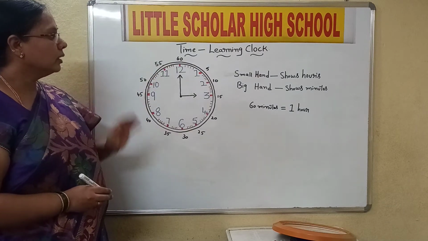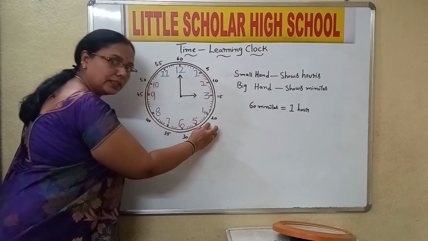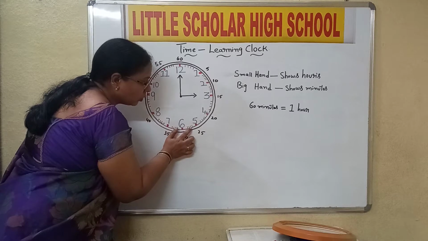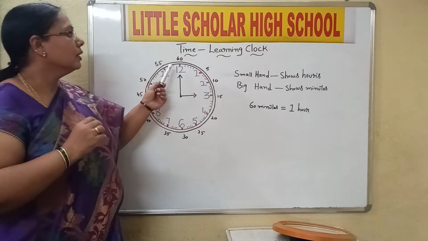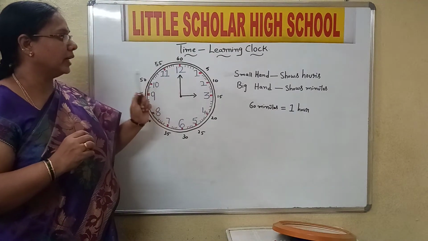Okay, children. Now the small lines which I have drawn here, if you can see, isn't it? Is it clear? Yes, I hope it is clear. So the red lines which I have drawn here will also tell you the minutes, like 3-1, 3-2, 3-4, 3-5, like that. Okay, children.